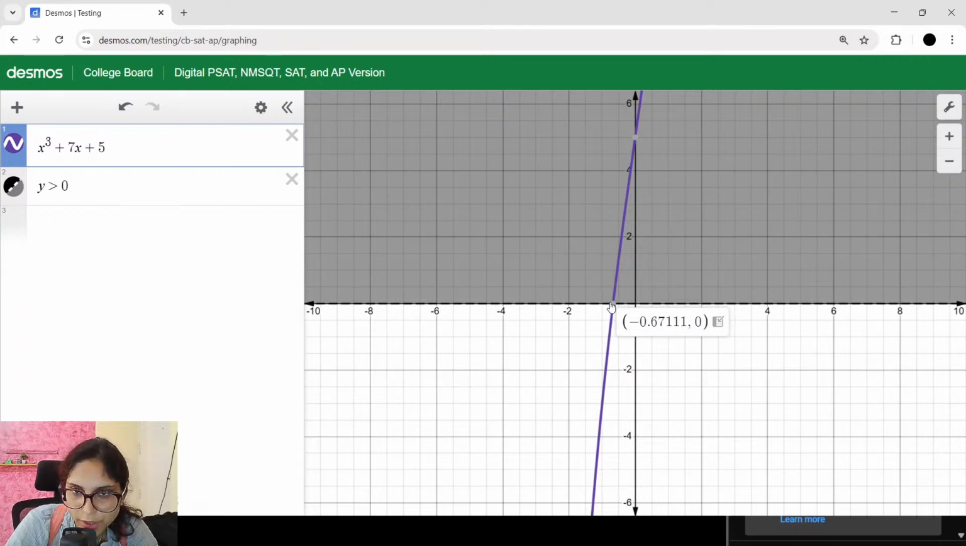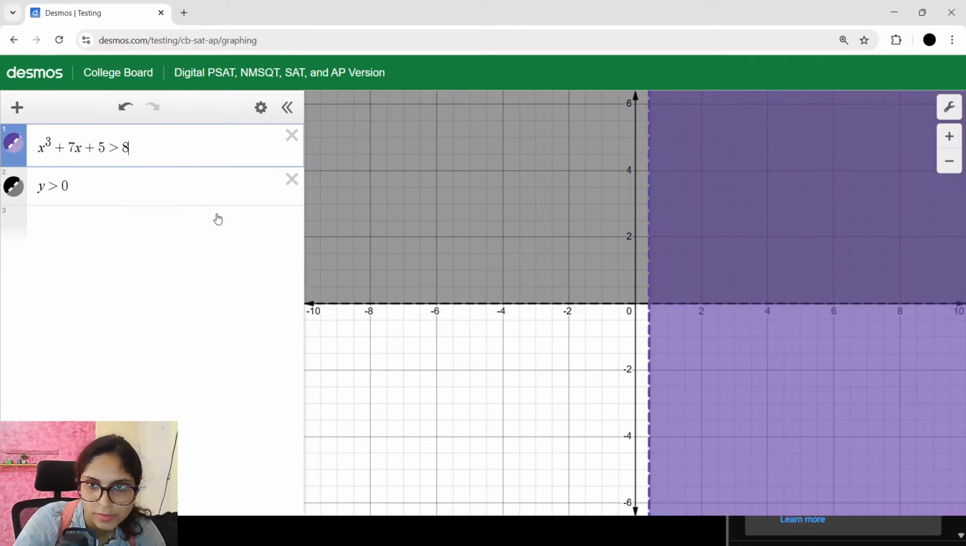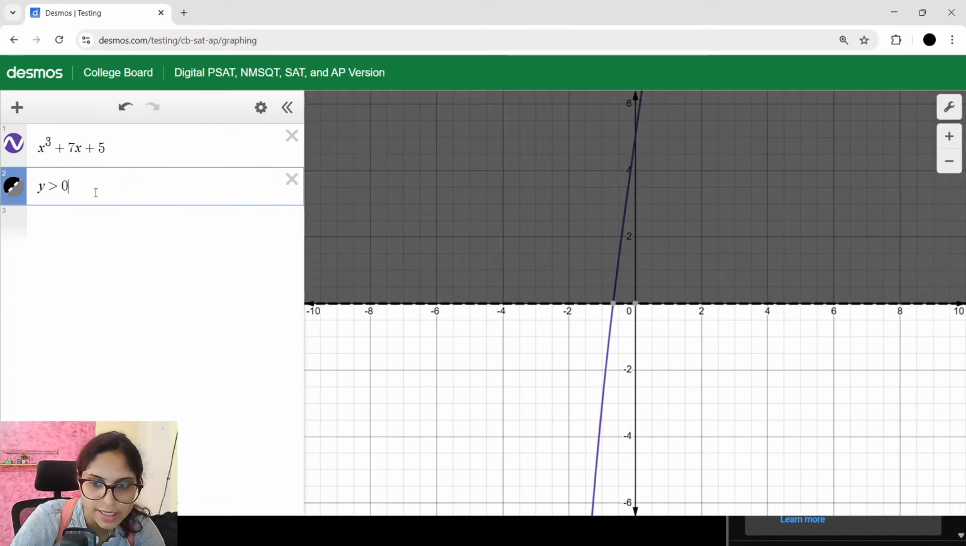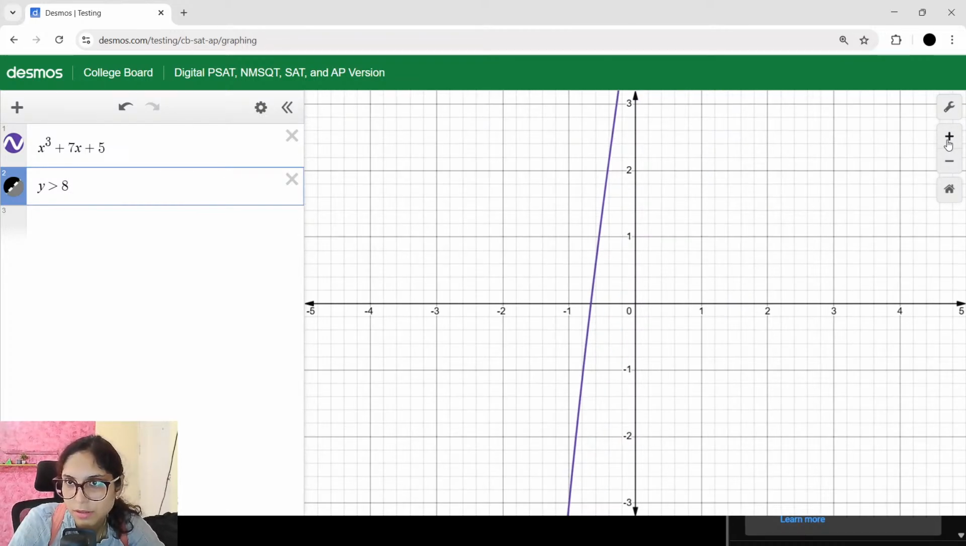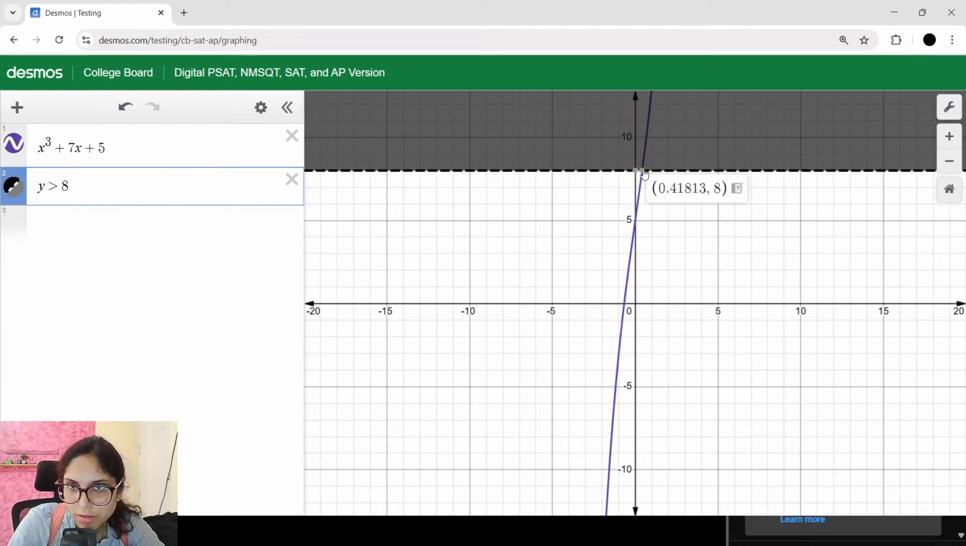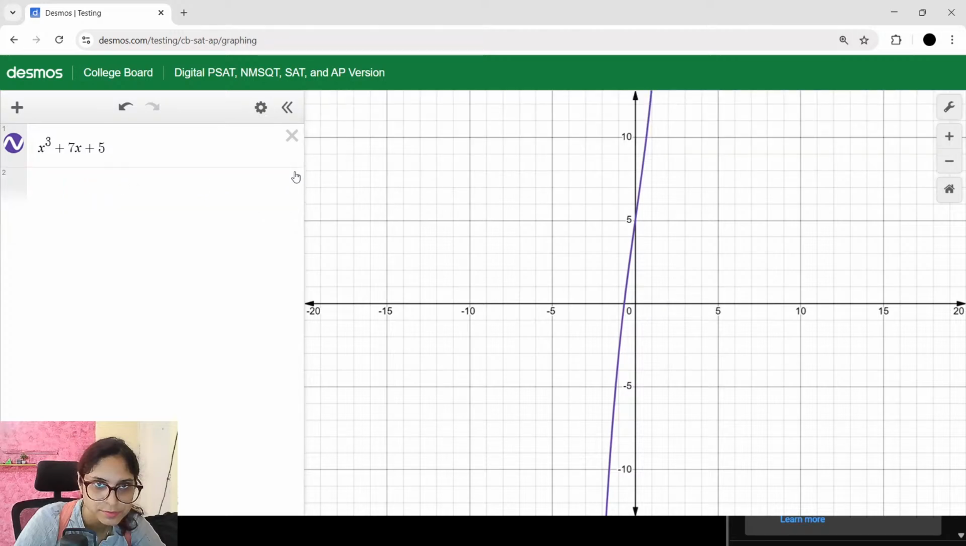So now you see the point of intersection, it's -0.67. So you're going above -0.67. All right. If it's greater than it, you do not know this value, so do not write it over here. Just write y is greater than 8 over here. Zoom out. See the point of intersection. So you're going to the right from 0.41813. Okay. So do it like that.